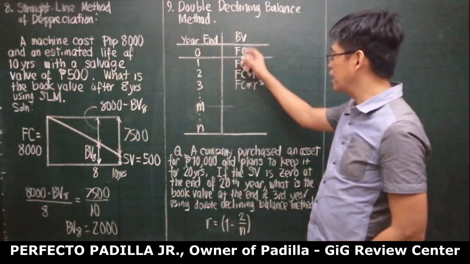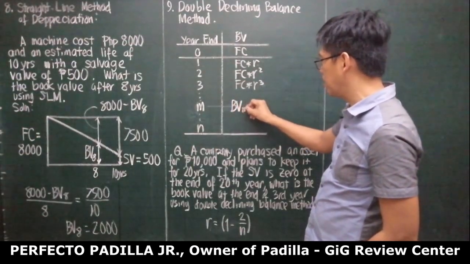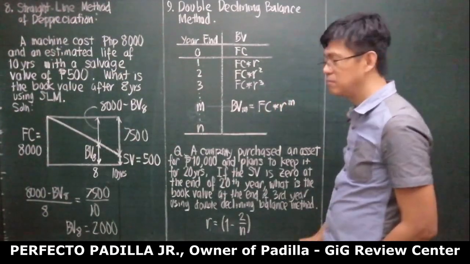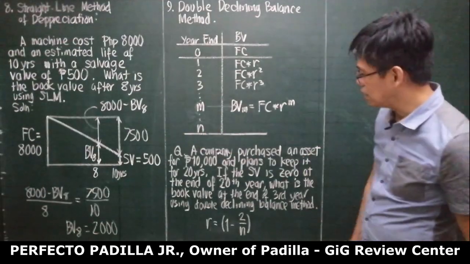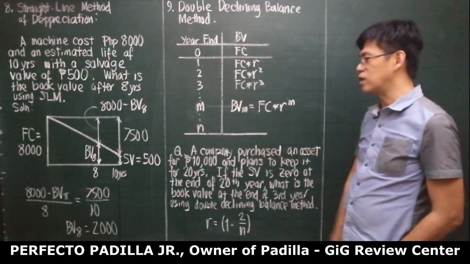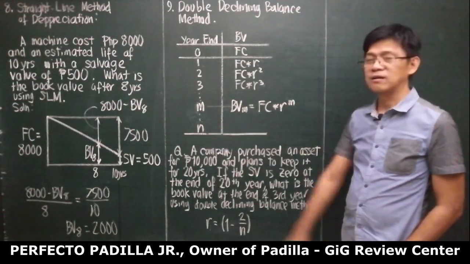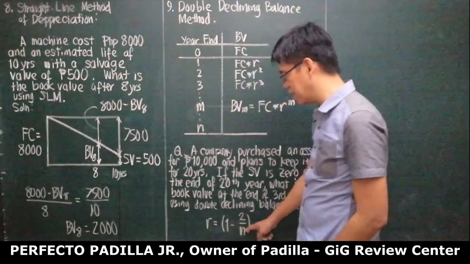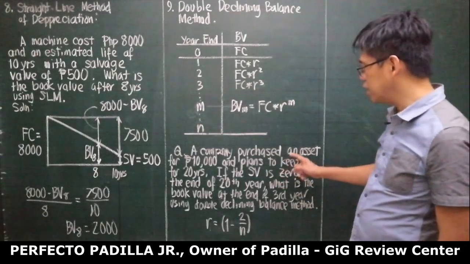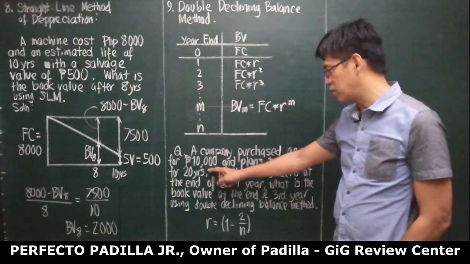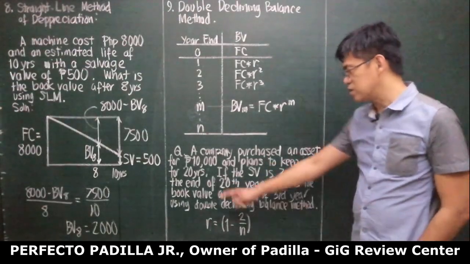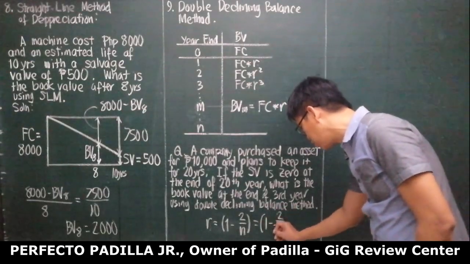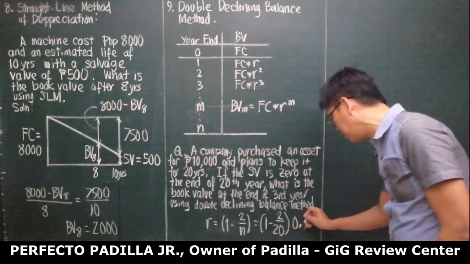So, therefore, the book value at the end of year M is first cost times R to the M. Kaya dito, ang book value is going to be the first cost times R to the N. Tama? Maliwanag? Okay. Now, yung ating R dito, ulitin ko, is 1 minus 2 over N. Let's have this problem. A company purchased an asset for 10,000, so this is the first cost, and plans to keep it for 20 years, so N is 20. So if I'm going to compute this, this is 1 minus 2 over 20. Pag kinumpute mo to, this is going to be 0.9.